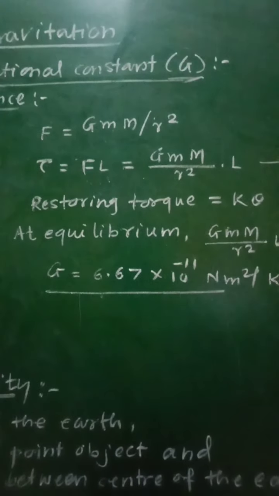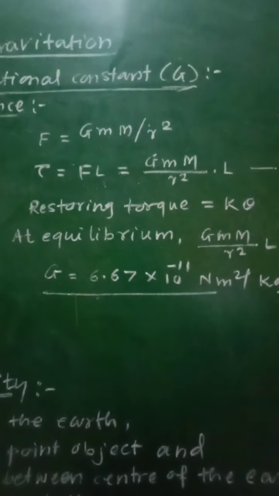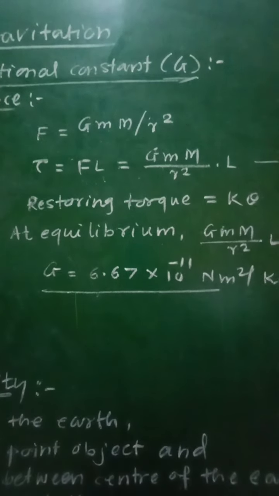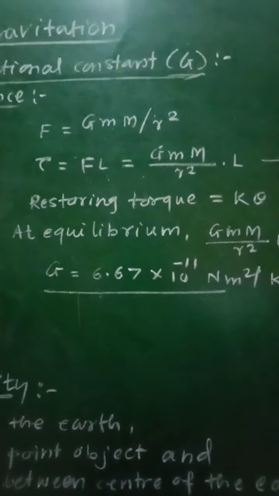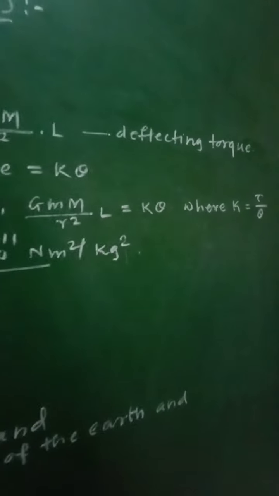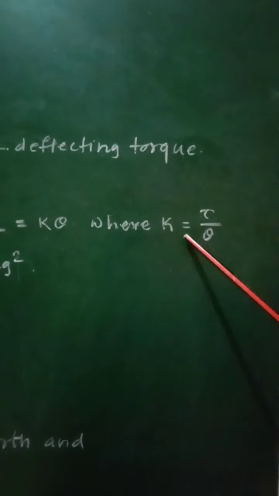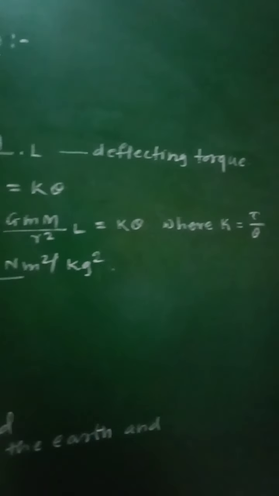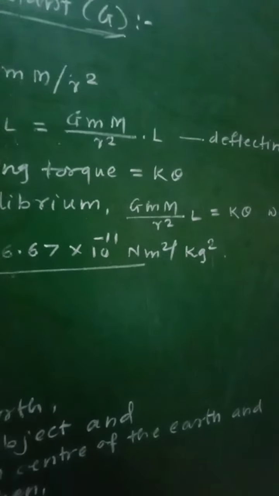By applying a known torque and measuring the corresponding angle of twist, the restoring torque per unit twist can be determined by using that formula, which is given as k equal to torque upon theta, that is twist or angle.